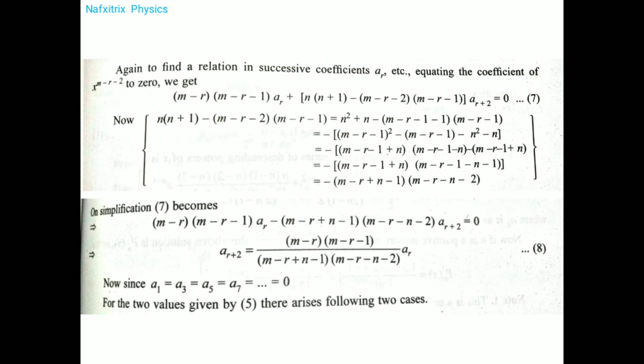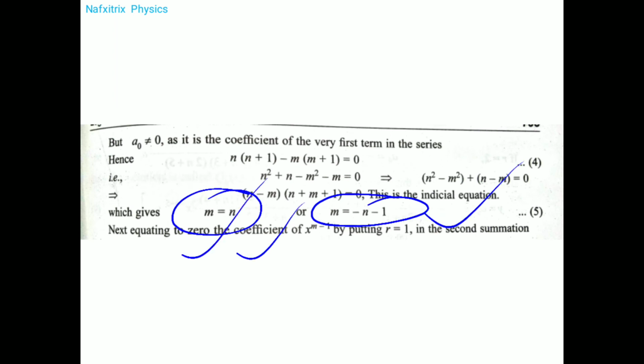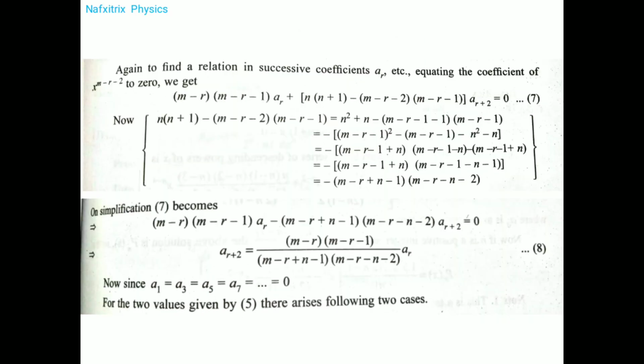Next thing is, for the two values given by 5, there arise two cases. So we are having two values: m equals n, and m equals minus n minus 1. For these two values, two possible cases are there. So when m is equal to n, if we take this out, this is nothing but this. Wherever m is there, we need to replace it with n.